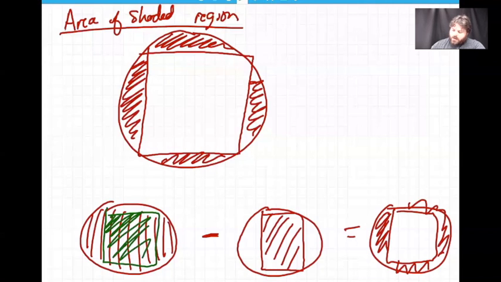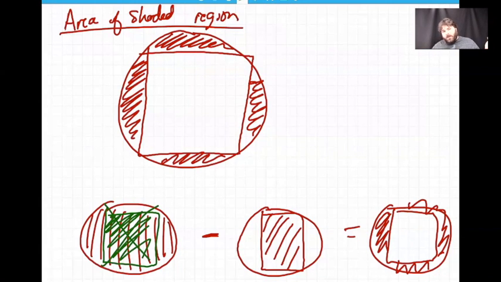You're going to take it away. You're going to say, I don't want it. And that's going to leave you with the little piece on the outside. So these kind of ideas are pretty similar. You'll always have an outer region that you can calculate, and then an inner region that you want to get rid of.